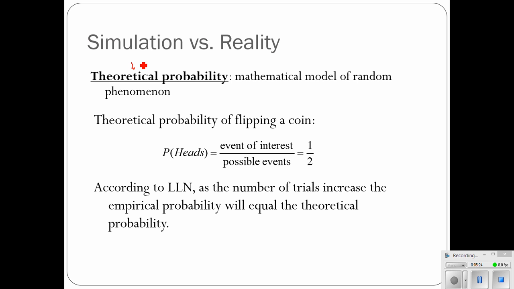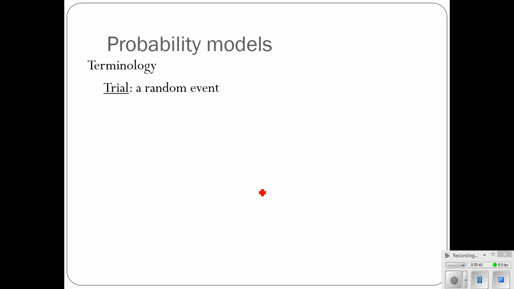So according to that law of large numbers, as the number of trials increases, the empirical probability, the empirical or the experimental, what we actually do, should get really, really close, if not right there. If we go to infinity, if we could flip a coin an infinite number of times, we would hit 50-50 exactly. So some of the terminology that you need to know.